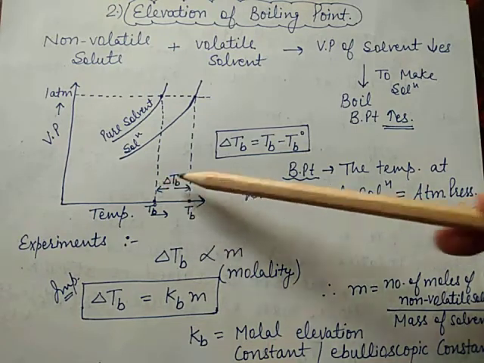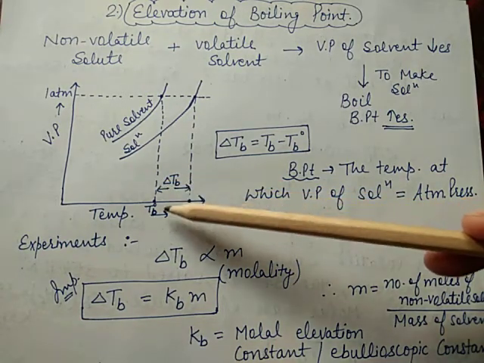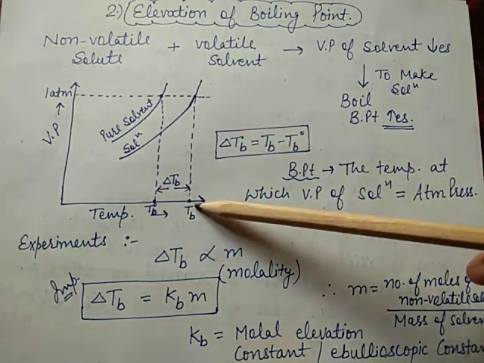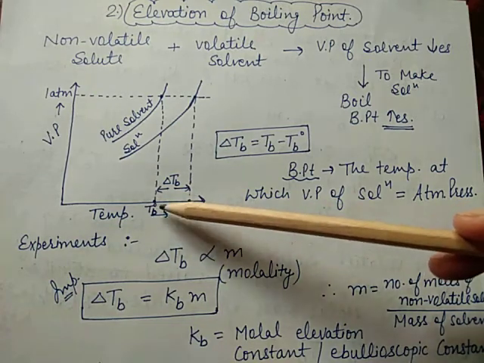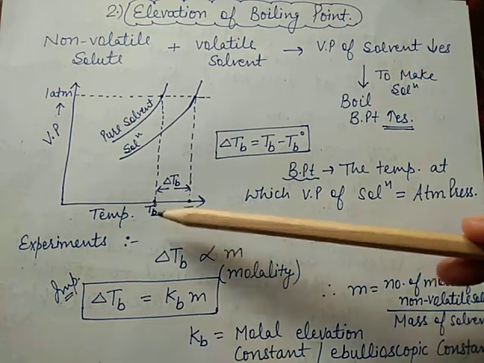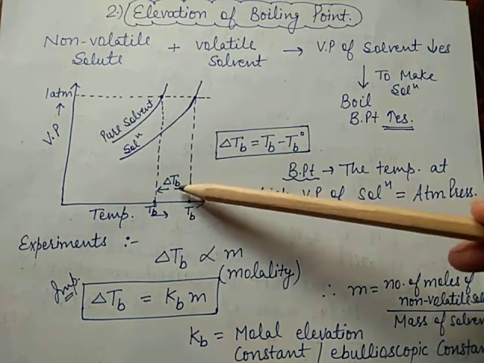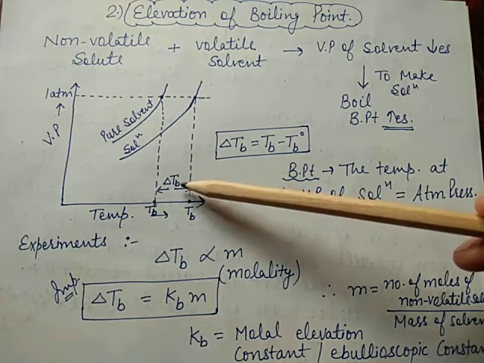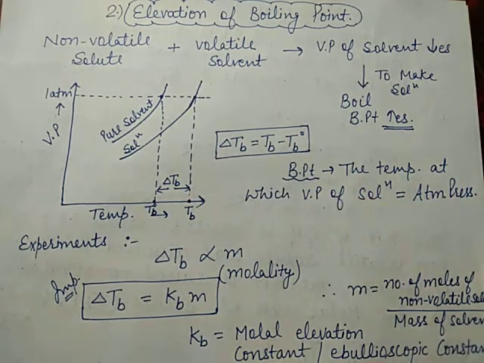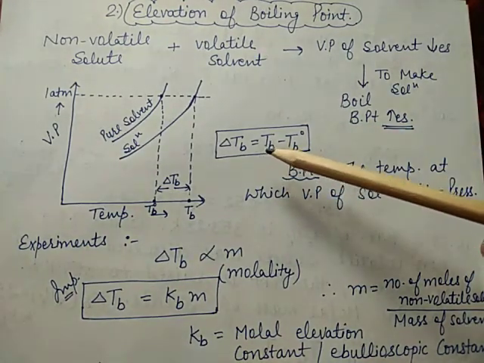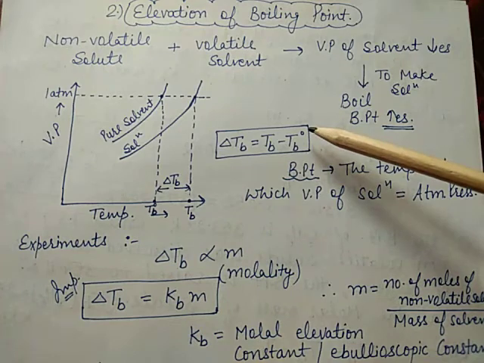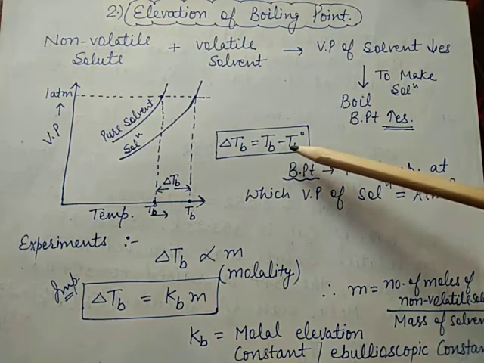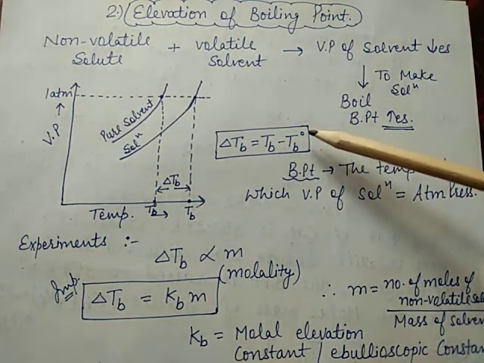It means that this difference between the boiling point of the solution, that is Tb, and that of the pure solvent, T naught b, is called the elevation of boiling point. It is denoted by delta Tb. Delta Tb is equal to Tb minus Tb naught, the boiling point of solution minus the boiling point of pure solvent.